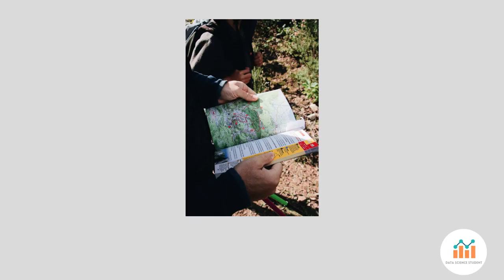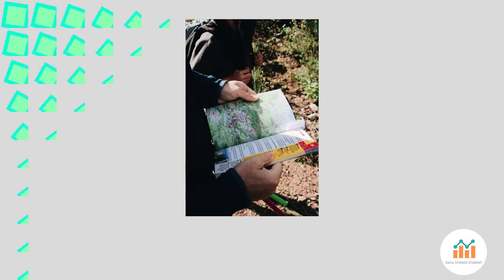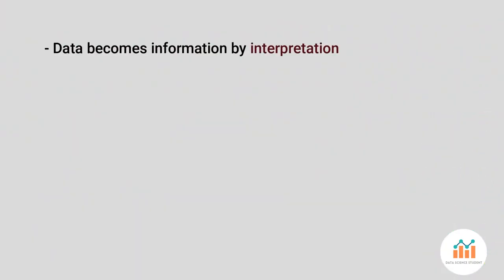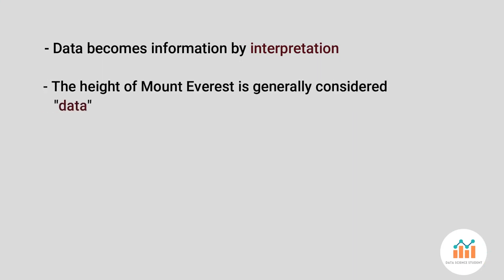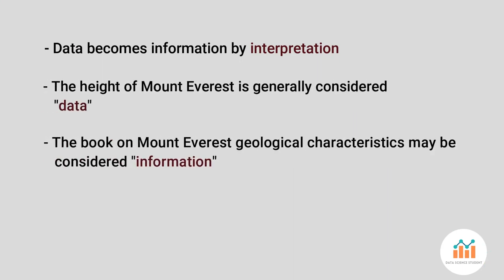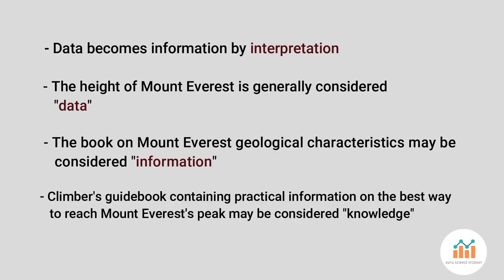Thus wisdom complements and completes the series data, information, and knowledge of increasingly abstract concepts. In this view, data becomes information by interpretation. The height of Mount Everest is generally considered data. A book on Mount Everest's geological characteristic may be considered information, and a climber's guidebook containing practical information on the best way to reach Mount Everest's peak may be considered knowledge.